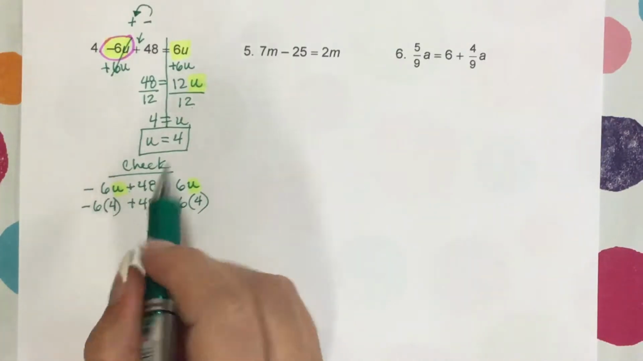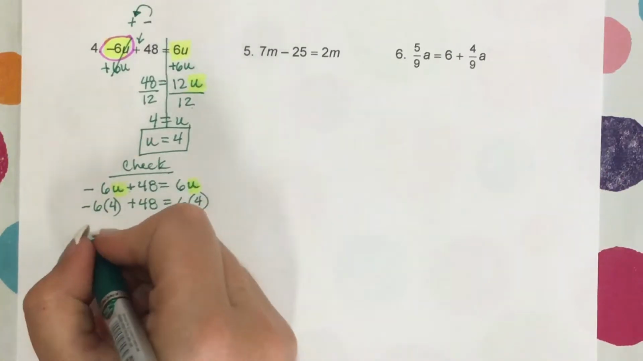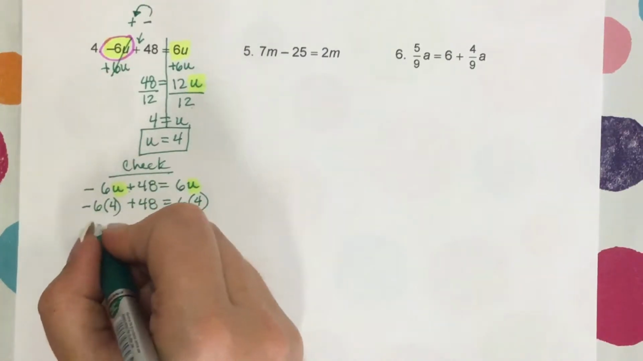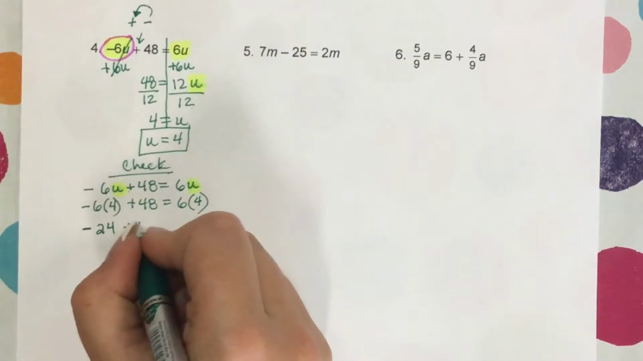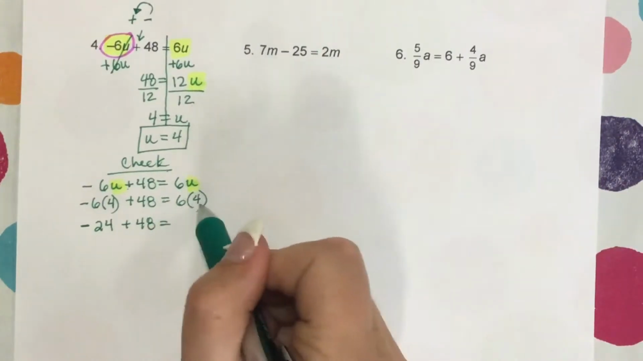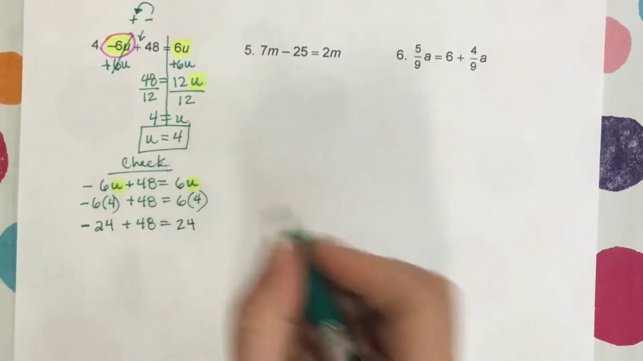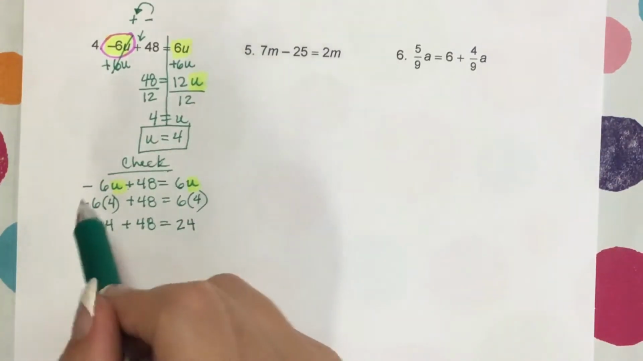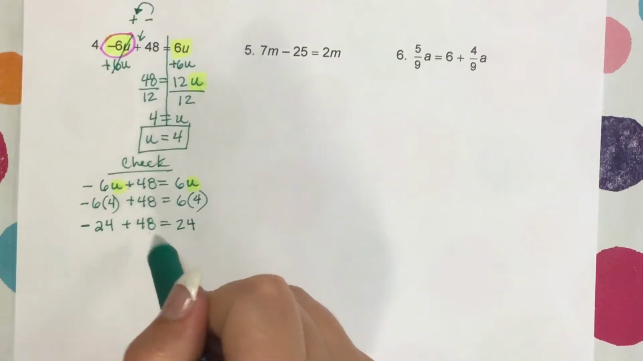So I'm going to figure out the signs first. A negative times a positive is a negative. 6 times 4 is 24 plus 48 equals, and now I'm going to work on this side. 6 times 4 is 24. Okay, now I'm going back to this side. I got a negative 24 plus 48.